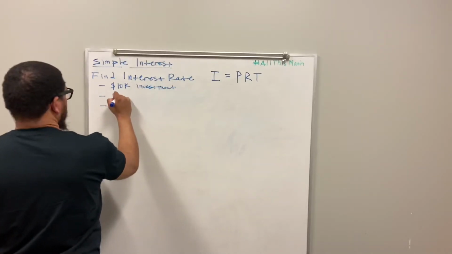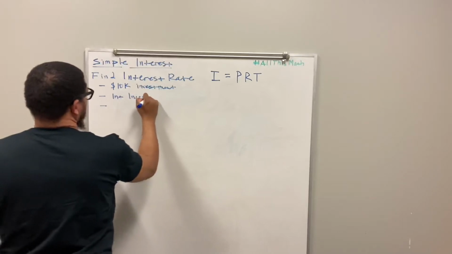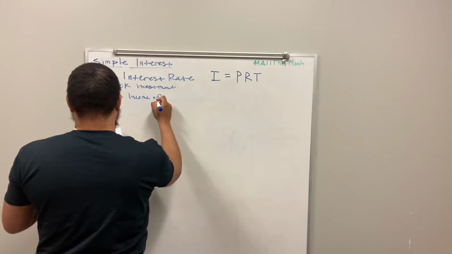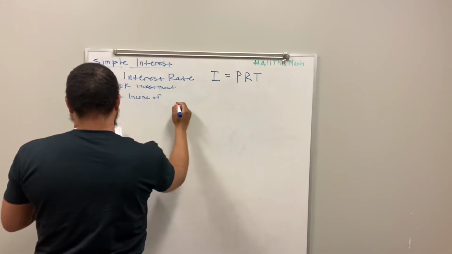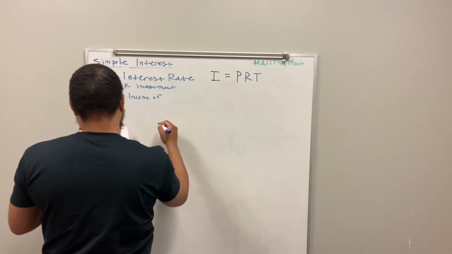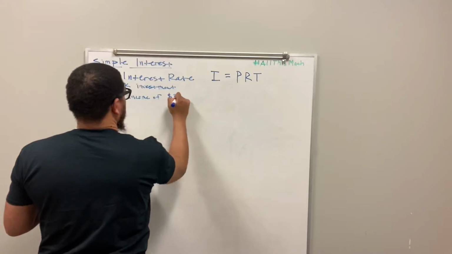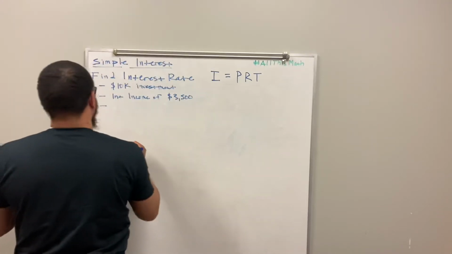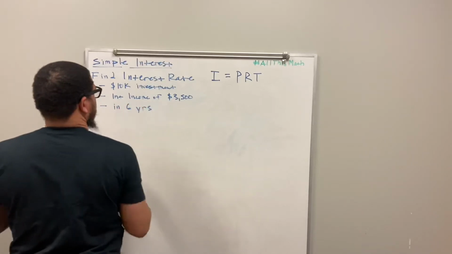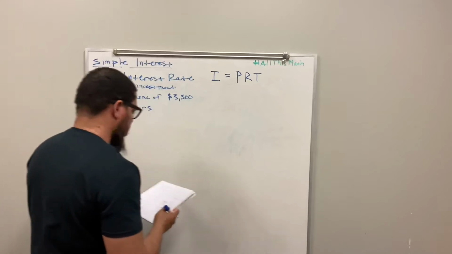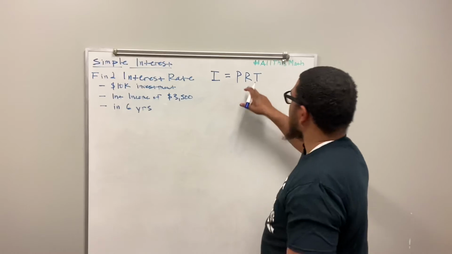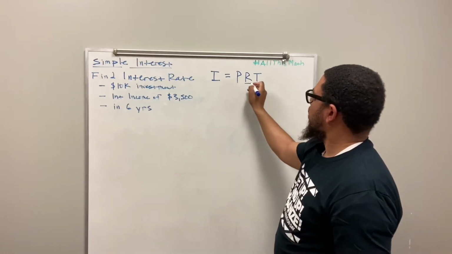And interest income we made of, let me see, interest income of $3,500 in 6 years, over a 6-year time frame. All right. Now, if I want to find the interest rate, I'm looking for this right here, this R.